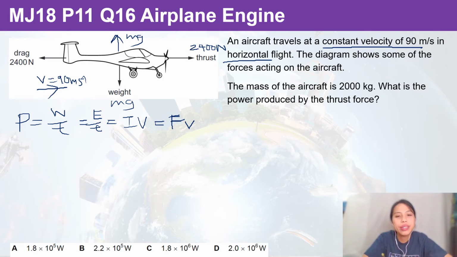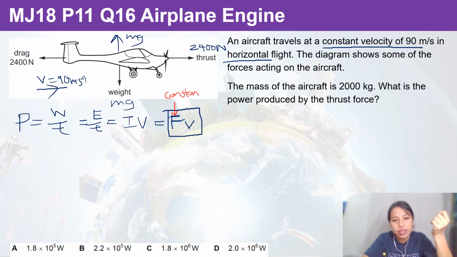Yeah, we could use that. Let's use this. In fact, a quick note: when you're using power equals force times velocity, we're assuming that force is constant in this case, and your velocity is not instantly changing, okay? So at this instant, it's 90 meters per second, and your force is constant.